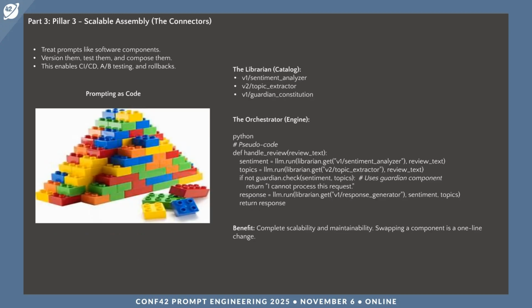Now, moving on to pillar three, which I call the scalable assembly, the connectors. This purely talks about how we maintain our prompts. Though it looks simple, hey, we have a Git, we maintain versions, we maintain prompts, it's very important. We treat each and every prompt as a software component, like the ones we build today, right? We version them, we test them at each unit level and integration level and whatnot, right? And we compose them. So make sure that the way software is delivered, you have a CI/CD pipeline, you have A/B testing between version 1 and version 2.